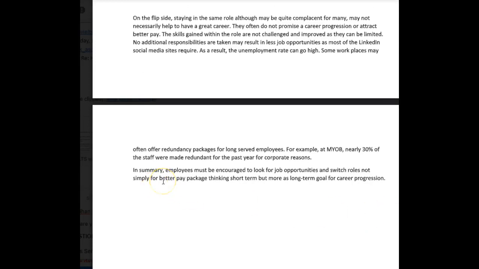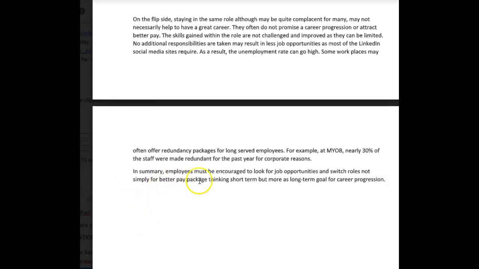So in summary, employees must be encouraged to look for job opportunities and switch roles, not simply for better pay package, thinking short term, but more as long-term goal for career progression. Okay, again, we have to change some grammar here. Let's look at it one more time. In summary, employees must be encouraged to look for job opportunities and switch roles, not simply for a better pay package and thinking only in the short term, but also as a long-term goal for career progression. I think that works a little better, no? Okay, fine. It's a fine job. It's appropriate. No major problems.